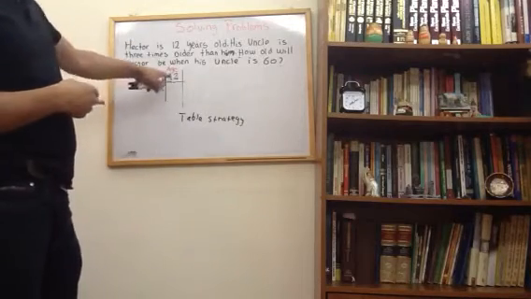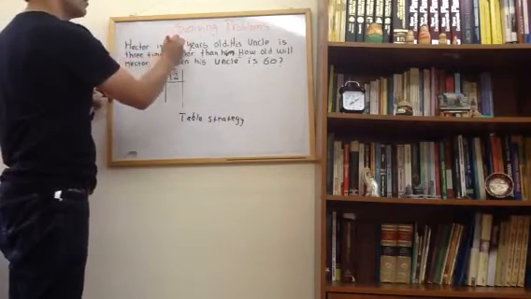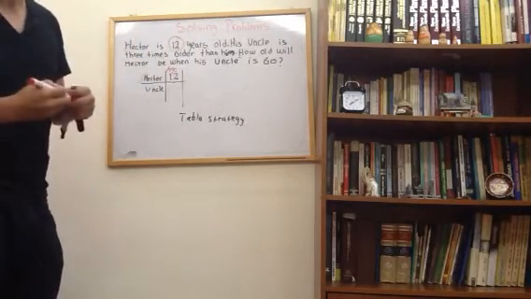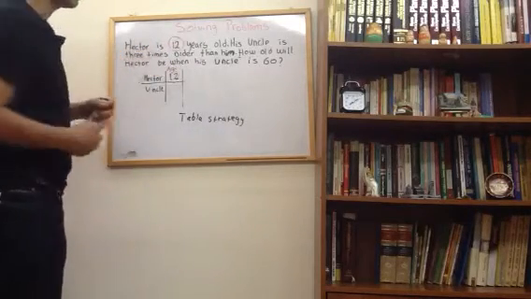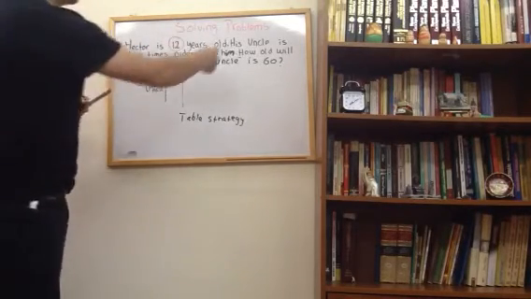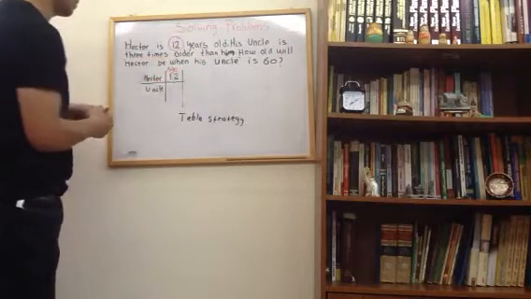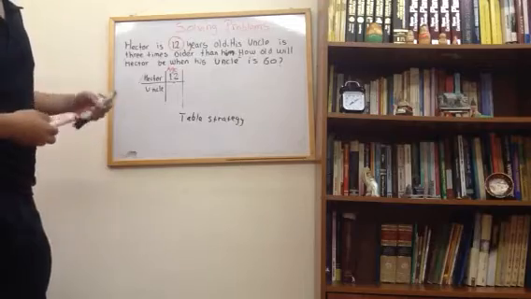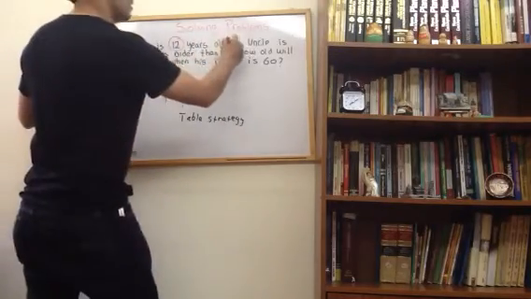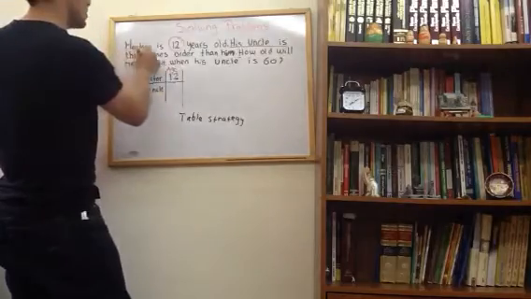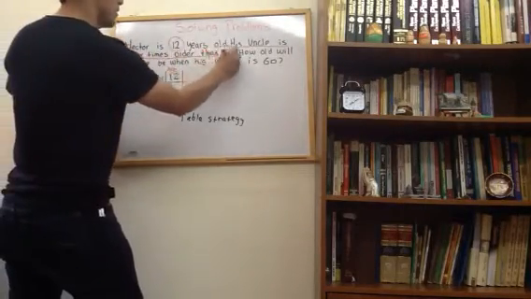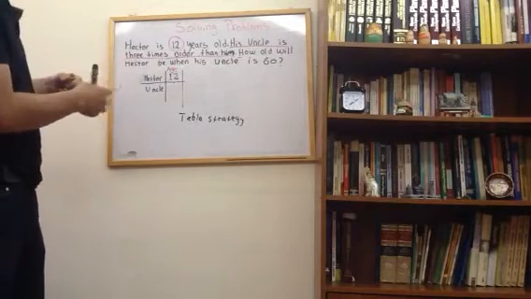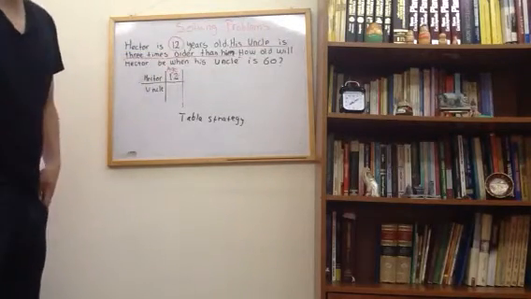Alright? Hector is 12 years old. So this is the information. I'm going to circle it here. That's the first piece of information that we need to know, that Hector is 12 years old. Alright? His uncle is 3 times older than him. So that's the second piece of information that we have to unlock. Why? Because we know that his uncle is 3 times older than Hector. We know that Hector is 12 years old. So how old is his uncle if he's 3 times older?